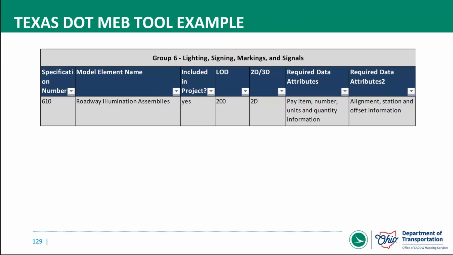So what we received as an example in the report was a Texas, or TxDOT, example. And here you can see they have their item specification number on the left, and then they have the description and what LOD is. The LOD column is there in the middle. And then beside that is whether that item is included in that project or not.